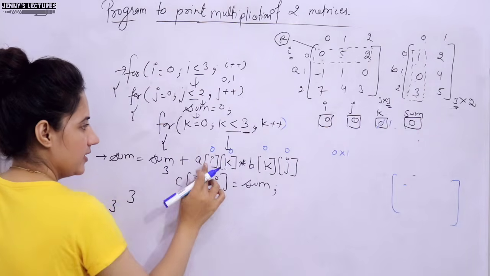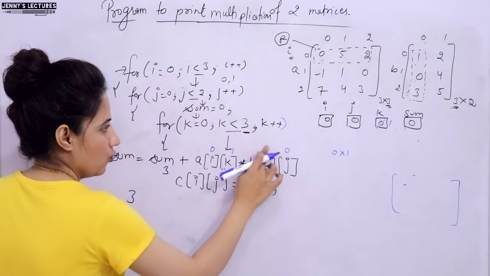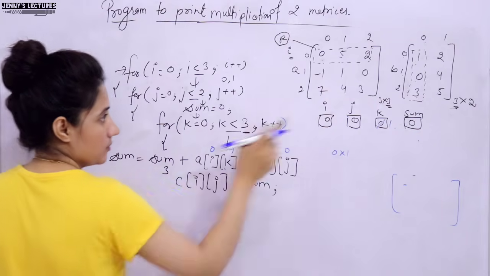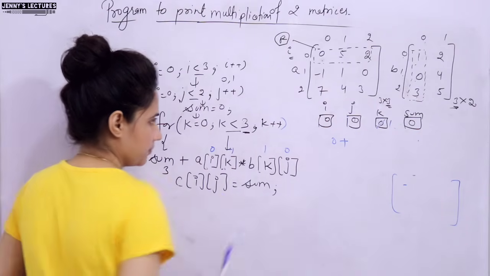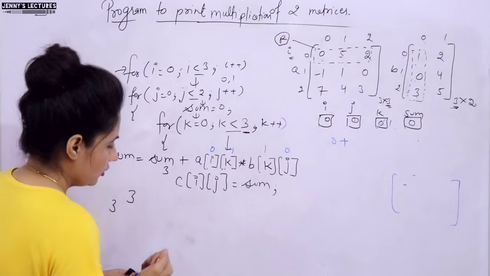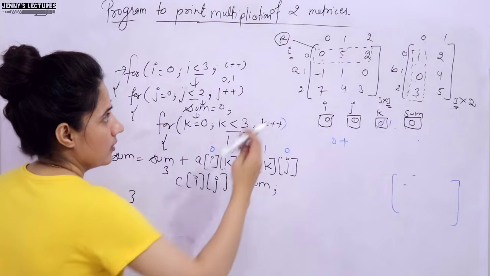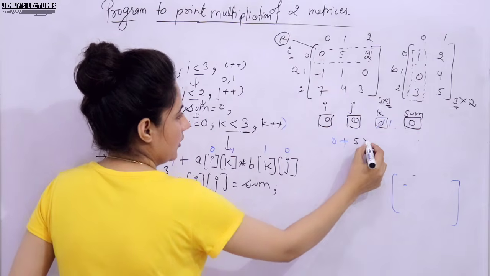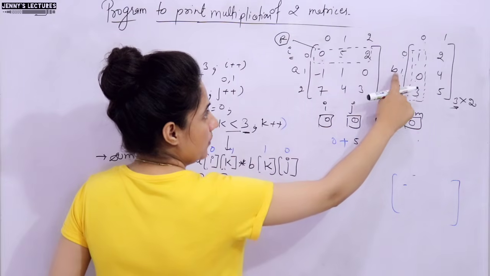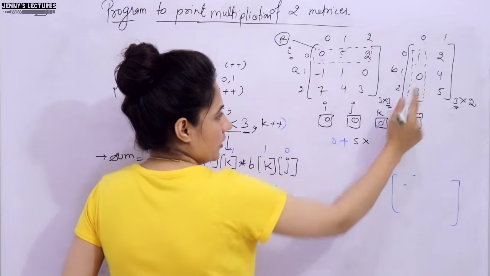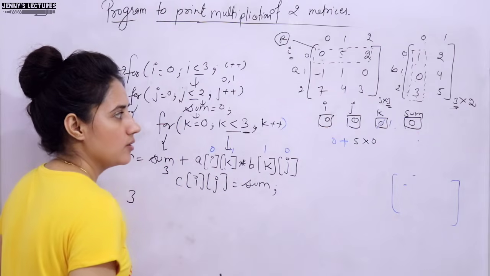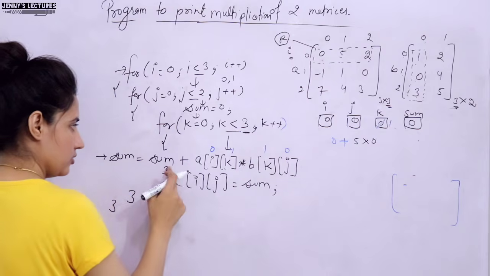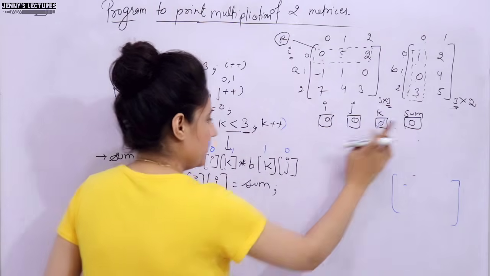Condition true, yes, again enter here: 0, 1 and 1, 0. So now sum is equal to sum, whatever value is in sum, still we have 0. 0 plus a of 0, 1 we are going to access. A of 0, 1, that is 5. So 5 into B of 1, 0. B of 1 and 0, that is 0. So that is 0, right? 5 into 0 is 0, and sum is also 0. So now sum is still 0.